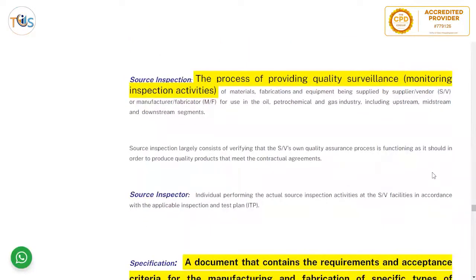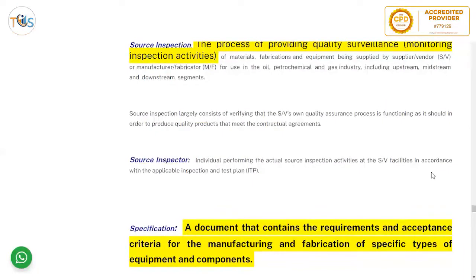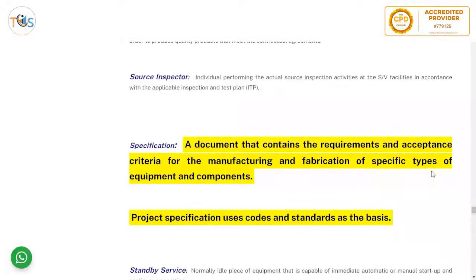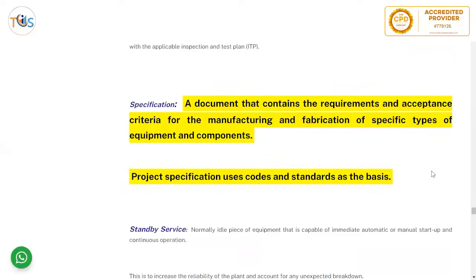Source inspection: the process of providing quality surveillance, monitoring inspection activities of materials. It largely consists of verifying that the supplier vendor's own quality assurance process is functioning as it should in order to produce quality products that meet the contractual agreements. Source inspector: the individual performing the actual source inspection activities at the supplier vendor facilities in accordance with the applicable inspection and test plan.